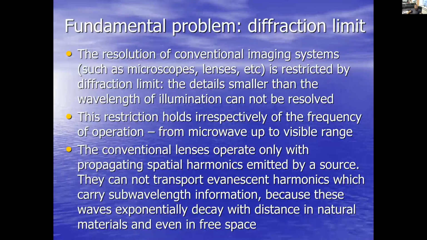The problem comes from the fact that lenses operate with propagating waves, with light, which travels through space or dielectric. Evanescent waves decay in free space and in dielectric. They carry information about details which are smaller than the wavelength. They simply cannot pass through dielectric or vacuum, and that's why they happen to be lost on the way from the source to the image.